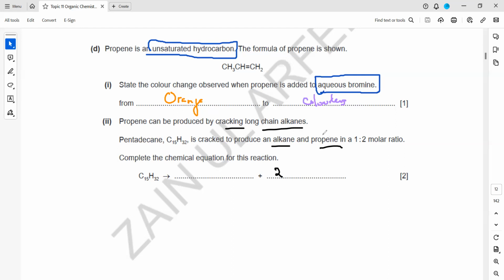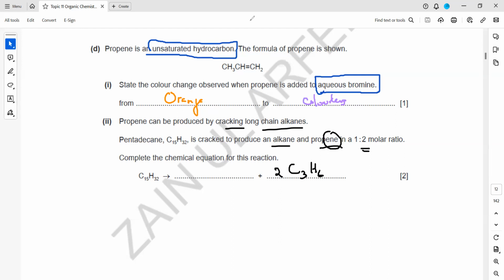So prop means 3 carbon, so C3. How many hydrogens should be there if it's an alkene? The number of hydrogens should be double, because in an alkene the number of hydrogens is twice the number of carbons. So it will be C3H6. So it is giving 2 molecules of propene and 1 molecule of alkane.